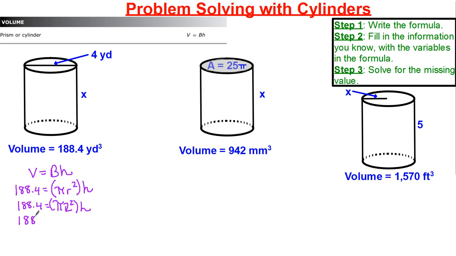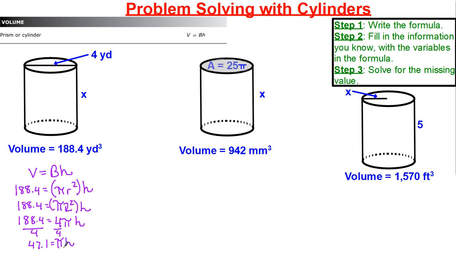So once again, 188.4 is equal to, now 2 squared is 2 times 2, which is 4, and then we have pi times our height. Okay, now I'm just going to go ahead and divide by 4 here and divide by 4. Once I take 188.4 and I divide by 4, I get 47.1 equals pi times the height.